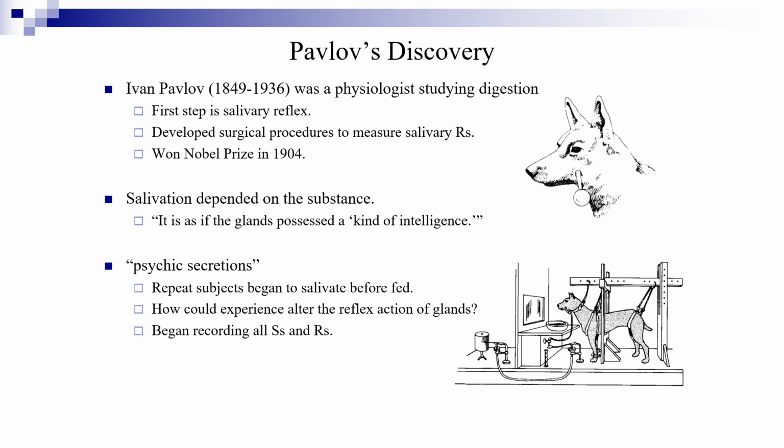His question was, how could this experience that they've had alter the reflex action of a gland? So how could we get a response before there's a stimulus? He began recording all stimuli and responses. Here we'll take a look at a quick video just demonstrating how Pavlov did this.